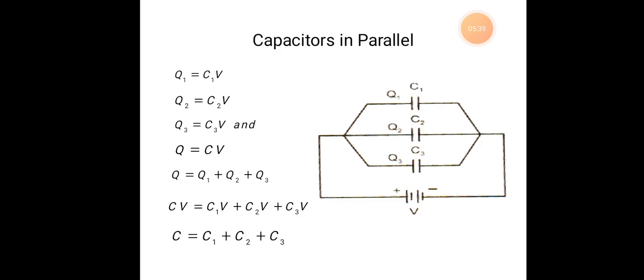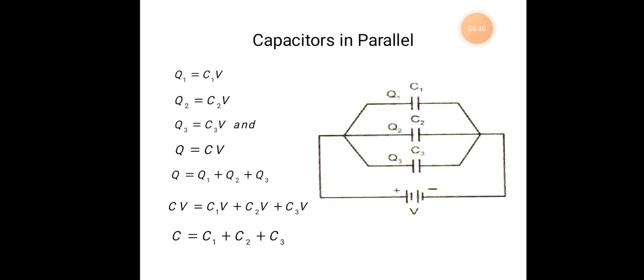Here 3 capacitors are connected in parallel across the potential difference. You can see the total capacitance; capital letter C represents the total or equivalent capacitance. That is, C is equal to the sum of the capacitances, C1 plus C2 plus C3. Those 3 capacitors are connected in parallel, so C equals C1 plus C2 plus C3. That is the equation for capacitors connected in parallel.